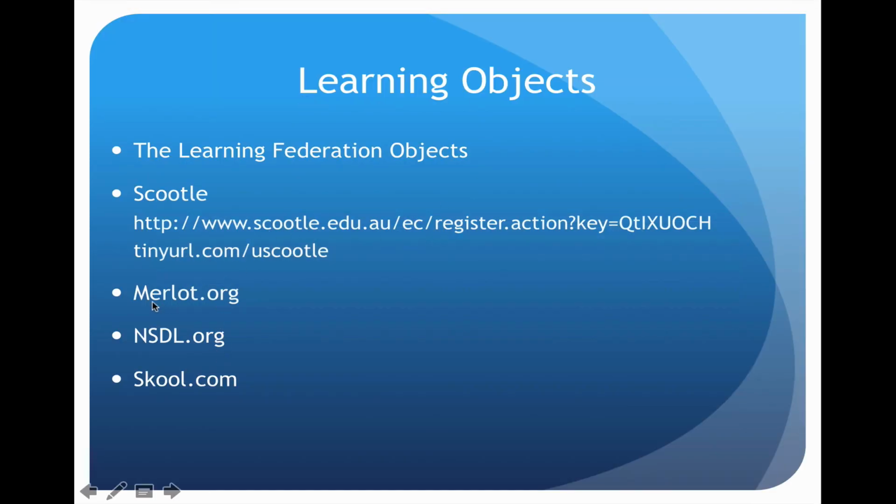Some other examples are Merlo.org, nsdl.org and school.org, school.com. These are alternatives, but as far as Australia is concerned, Scootle is the best one to use.